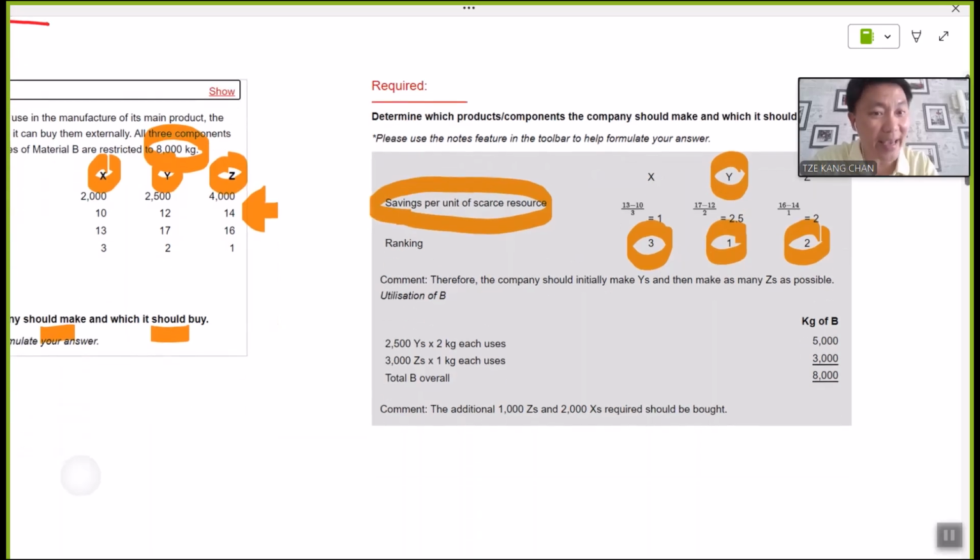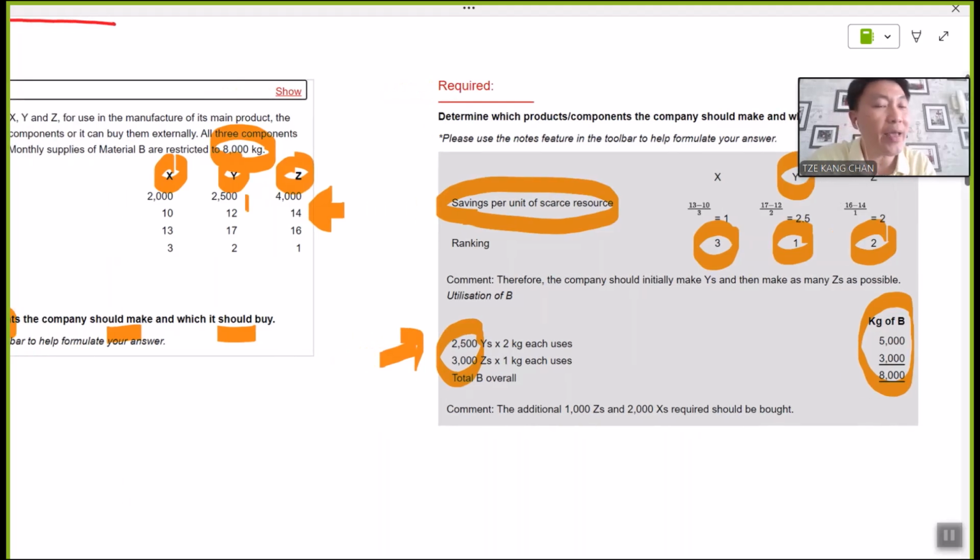So with this ranking, we would then be able to come up with a sequence of allocating material B. So as such, the output that we can make for the products comes to as follows. The entire output required for Y of 2,000 will be able to be made fully. However, with the remaining part of material B, we will only be able to produce up to 3,000 units of Z, where the total demand is 4,000. So clearly there is an unfulfilled demand for Z due to the limiting factor.